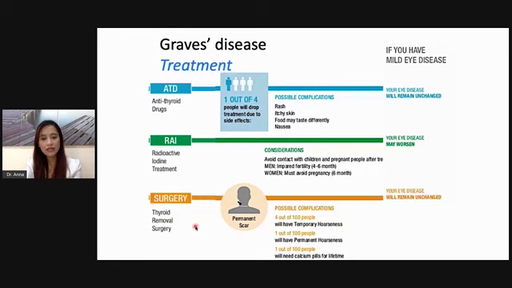In surgery, of course, you will have to be admitted to the hospital. You can have a scar in the neck. Some patients would have temporary hoarseness, especially if the superior laryngeal nerve is disturbed. Some, 1 out of 100 people, will have permanent hoarseness. So the skill of the surgeon is very important in this aspect.